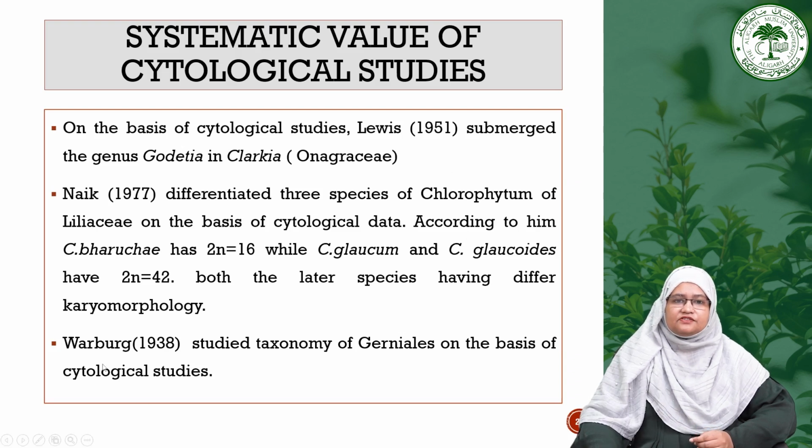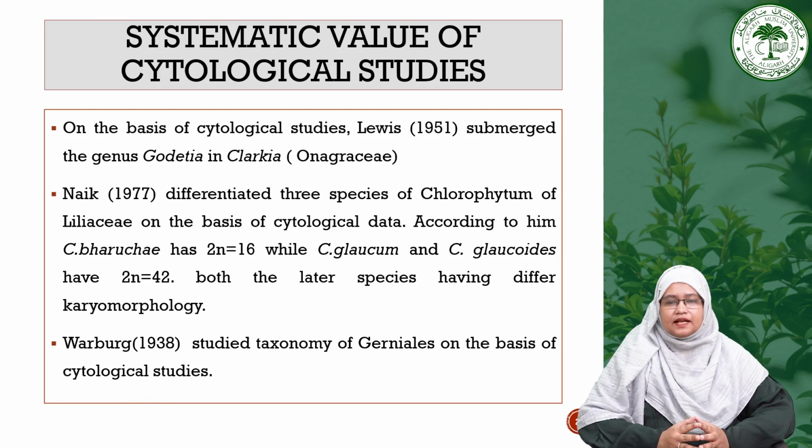Similarly, Naik differentiated 3 species of Chlorophytum of Liliaceae on the basis of cytological data. According to him, Chlorophytum borivilianum has 2n number equal to 16, while Chlorophytum glaucum and Chlorophytum glaucoides have 2n number equal to 42. So both of the latter species have different karyomorphology, that's why they are differentiated into 3 different species.